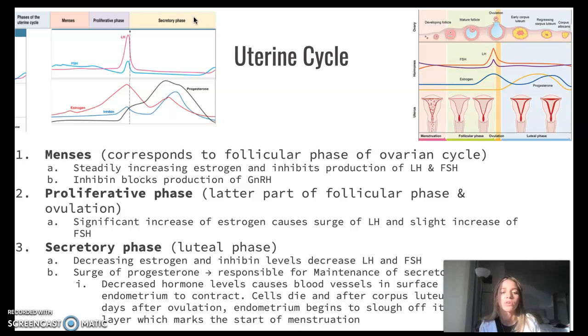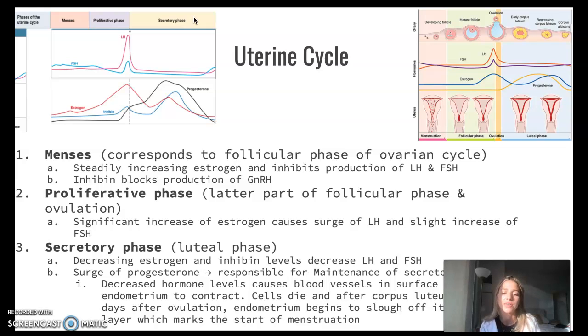So during the menses, steadily increasing estrogen inhibits the production of LH and FSH, and inhibin blocks the production of GnRH. Next, the proliferative phase incorporates the latter part of the follicular phase and ovulation from the ovarian cycle, and it's marked by a significant increase of estrogen, which causes the surge of LH that we saw previously, and a slight increase of FSH. Lastly, the secretory phase, which mirrors the luteal phase in the ovarian cycle, is marked by decreasing estrogen and inhibin levels, which decrease LH and FSH. There's also a surge of progesterone here, which is critical to this cycle.